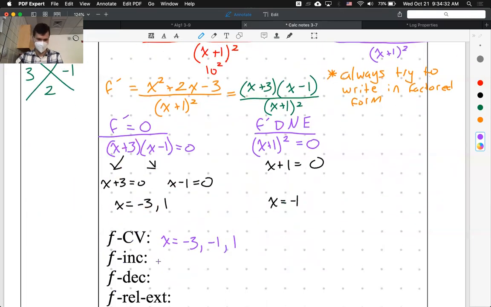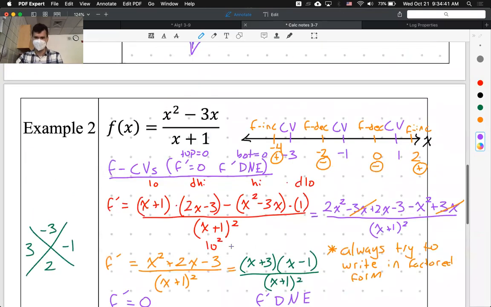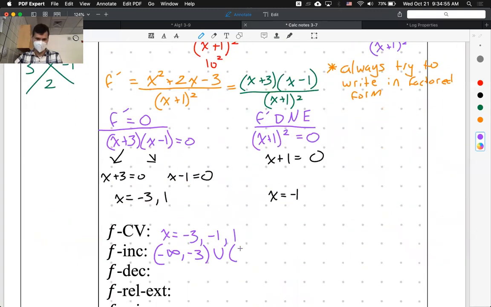Yeah, so negative infinity to negative 3. And I do this little or symbol to combine it with. Careful, so 0 is a test point. 2 is a test point. You have to go from a CV. Yeah, there it goes. So 1 to positive infinity. Perfect. Can you also write that in inequality notation? Yep, and then combine that with. There it is. All right, thank you.